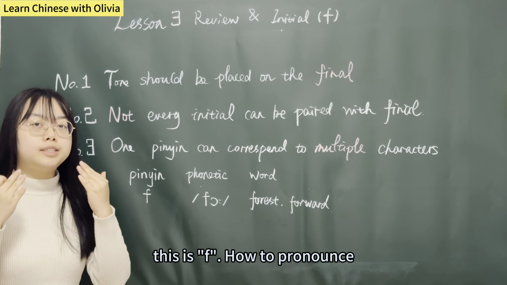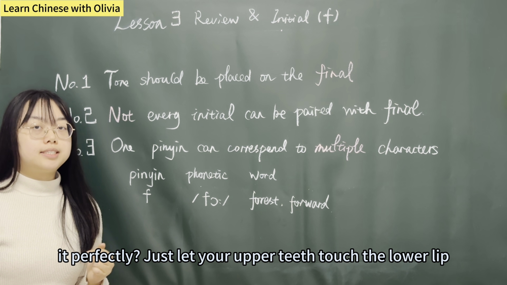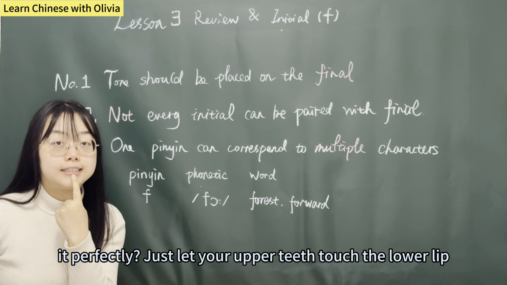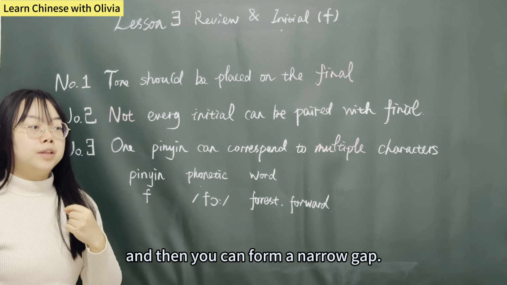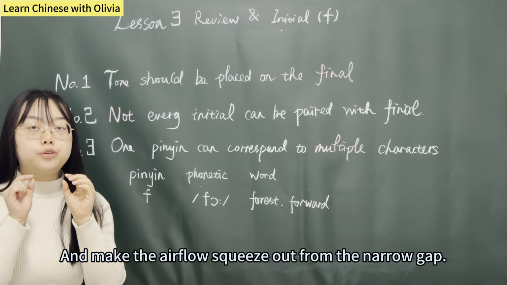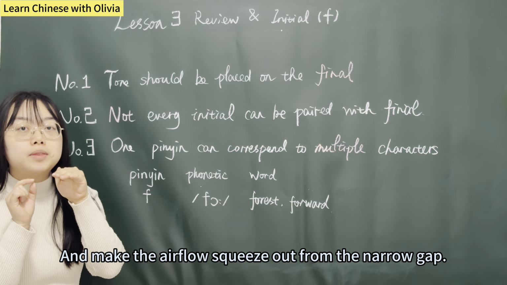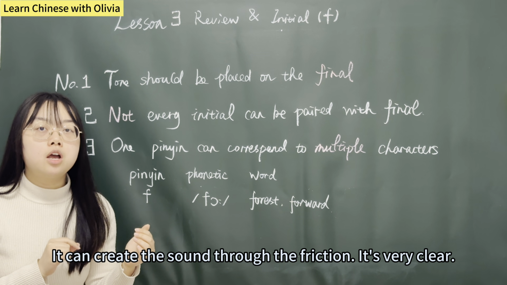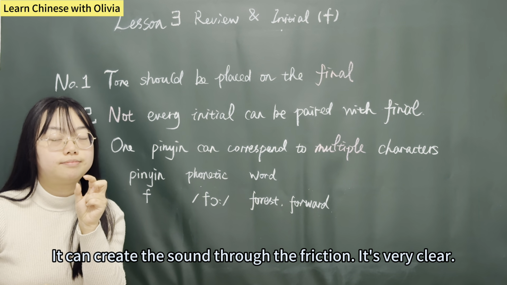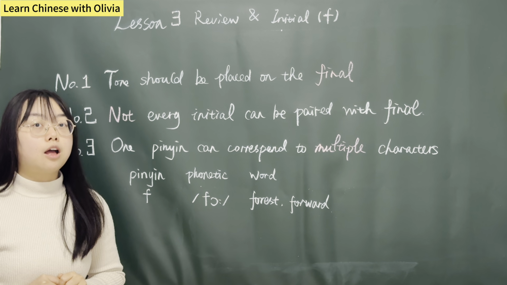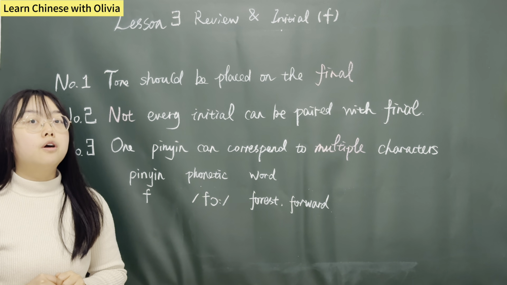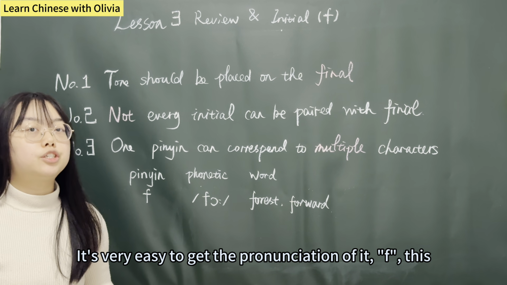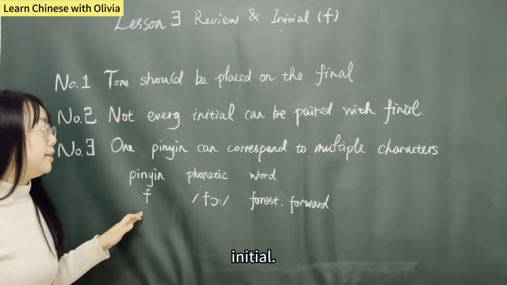And how to pronounce it perfectly, just let your upper teeth touch the lower lip, and then you can form a narrow gap and make your airflow squeezed out from the narrow gap. It can create the sound through the friction. It's very clear. F. Yes, it's very easy to get the pronunciation of this initial.